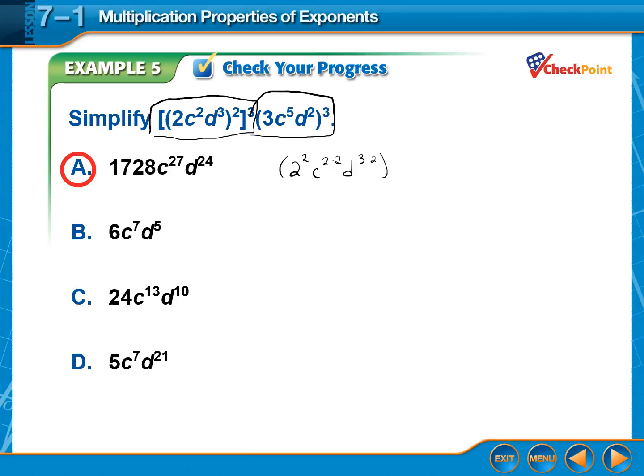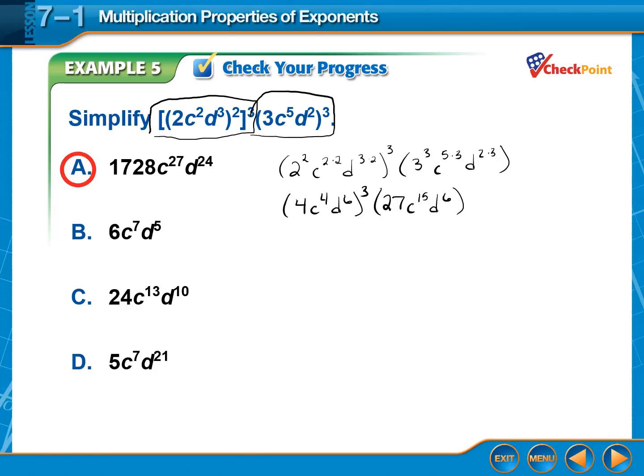And then once we simplify that, we're going to raise it again to the third power. In the second part, we're going to do 3 to the third, c, we're going to do 5 times 3, and d is 2 times 3. So when we simplify all that down, I've got 2 squared. I'm just going to simplify that now, so that's 4. c is to the 4th power, d to the 6th power. Raise that again to the third power. 3 to the third means 3 times 3 times 3, so that's 27. c is to the 15th, and d is to the 6th.